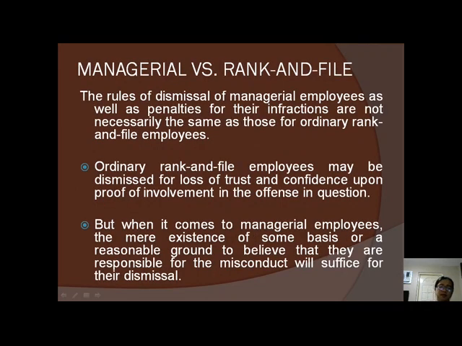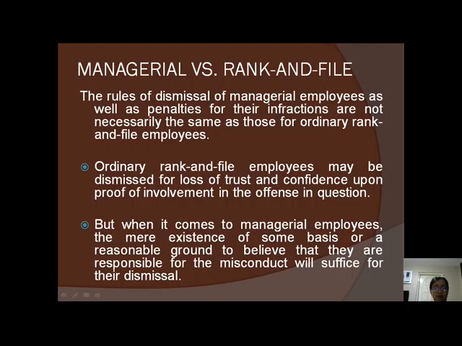Now, with regards to dismissal between managerial and rank and file, the rules of dismissal of managerial employees as well as penalties for their infractions are not necessarily the same as those for ordinary rank and file employees. Ordinary rank and file employees may be dismissed for loss of trust and confidence upon proof of involvement in the offense in question. But when it comes to managerial employees, the mere existence of some basis or a reasonable ground to believe that they are responsible for the misconduct will suffice for their dismissal.